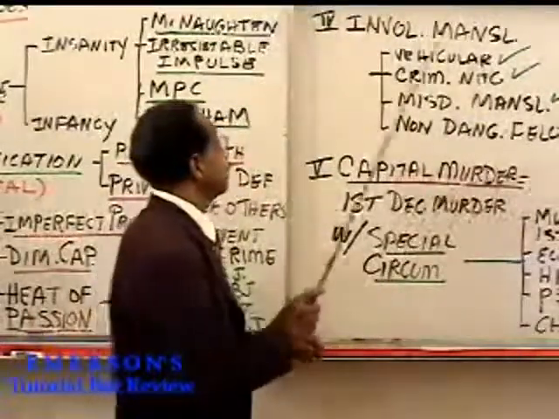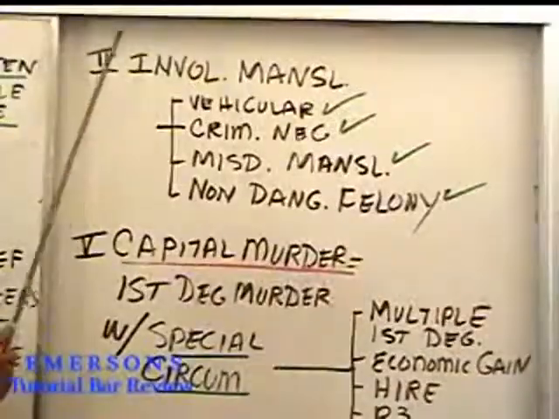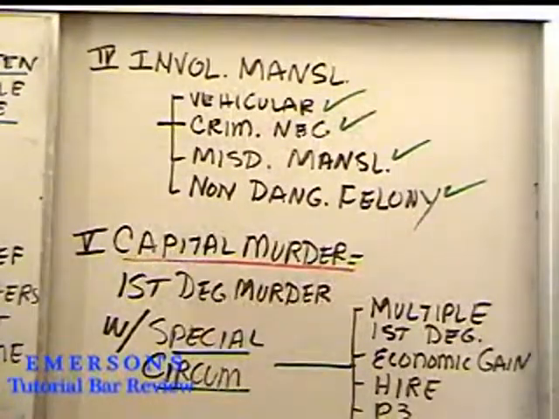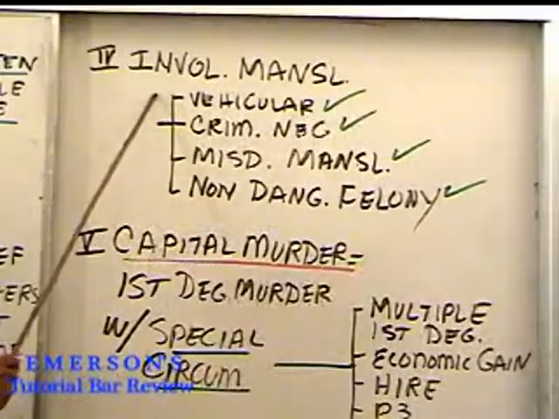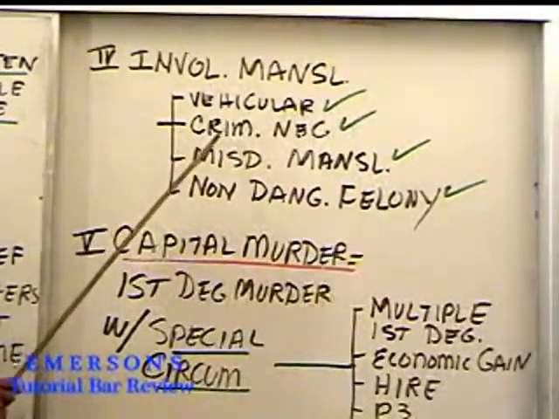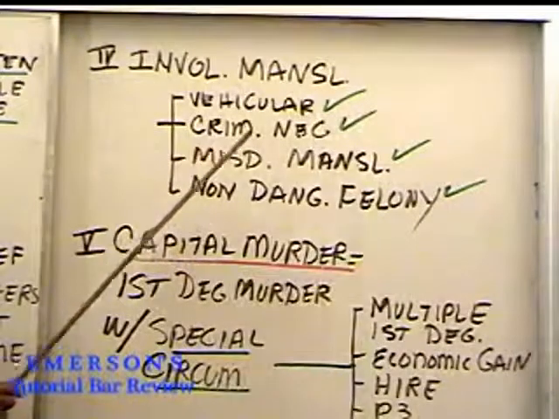Now, in the case of involuntary manslaughter, this is the case where you really did not intend to kill anybody. And people die anyway. Vehicular manslaughter is involuntary manslaughter. Criminal negligence, didn't intend to kill anybody.